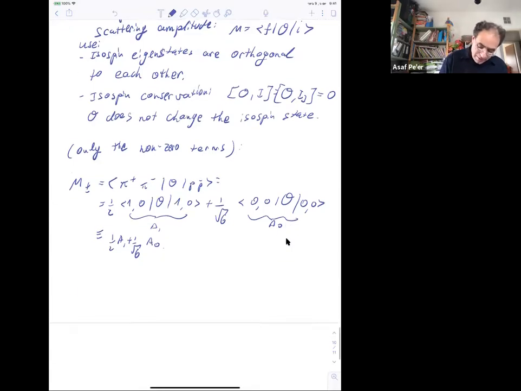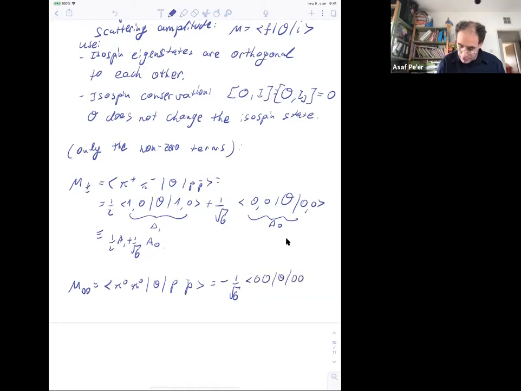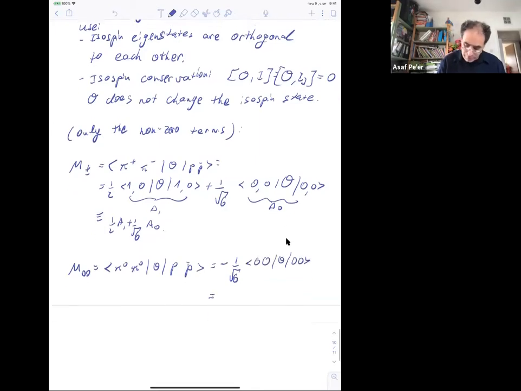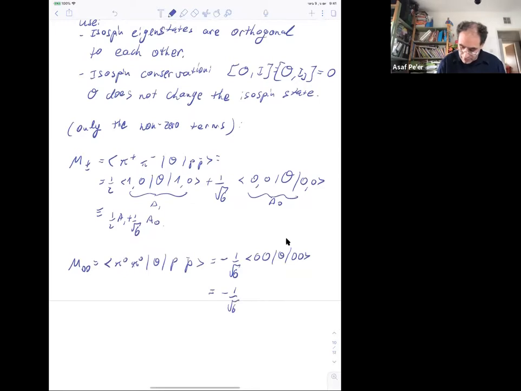And then similarly, M00 is just pi 0, O, P bar. It's minus 1 over square root of 6 times the 0,0 term, so this is minus 1 over square root of 6 A0. It's the same A0, though the 0,0 represents different particles here. But they come from the same isospin multiplet, so I can use that.